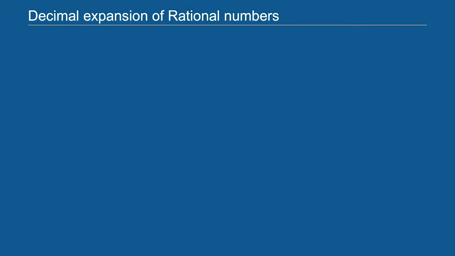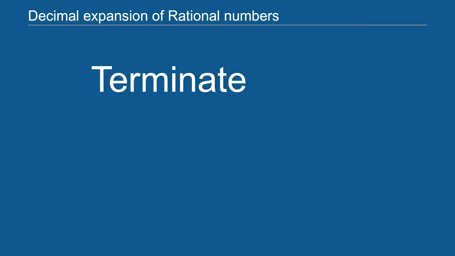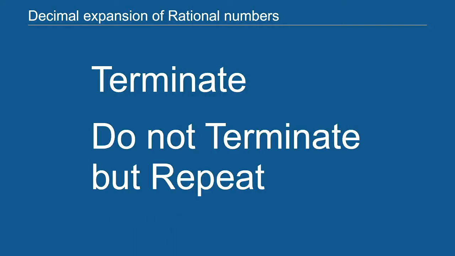Now we know that there are two unique things about decimal expansions of rational numbers. What are they? Number one, they terminate. Number two, if they do not terminate, then the decimal expansion always repeats. So let's take an example of each of these two scenarios.